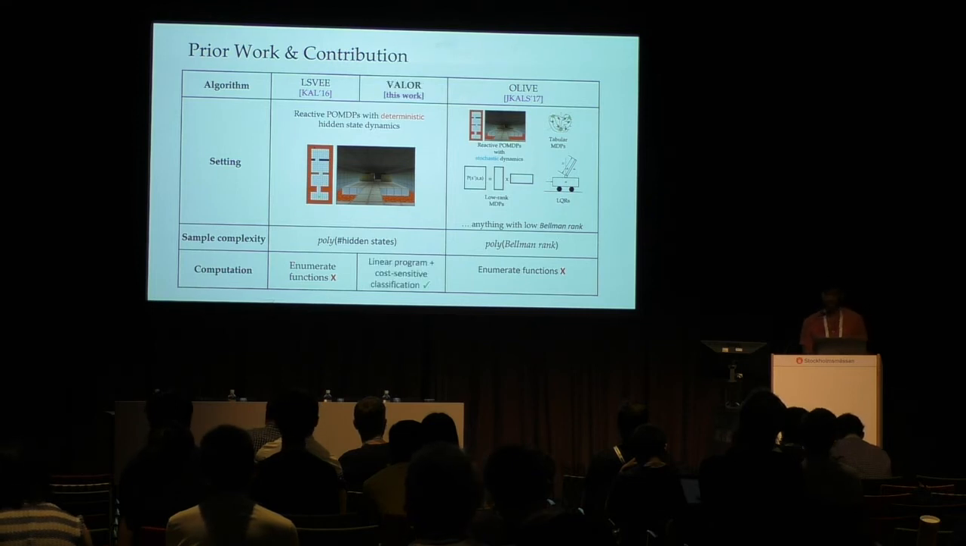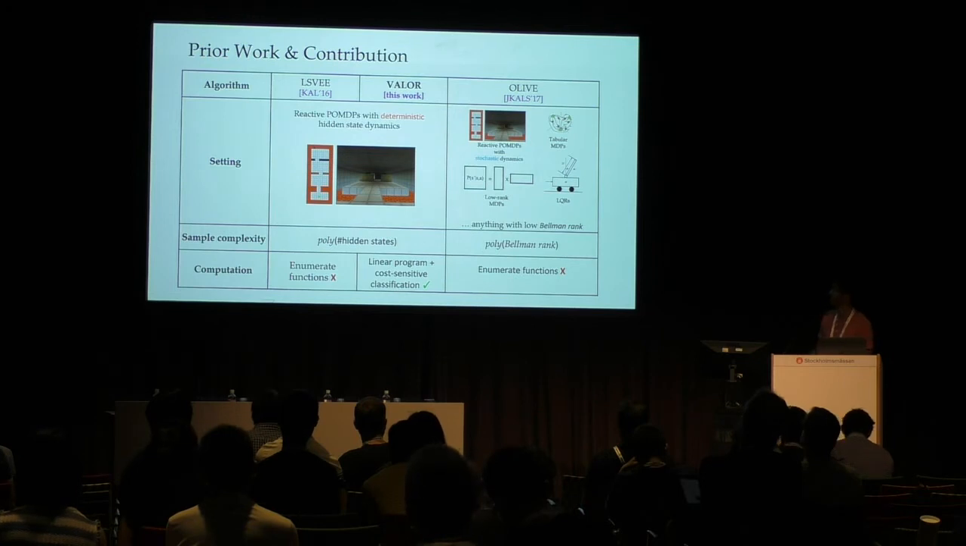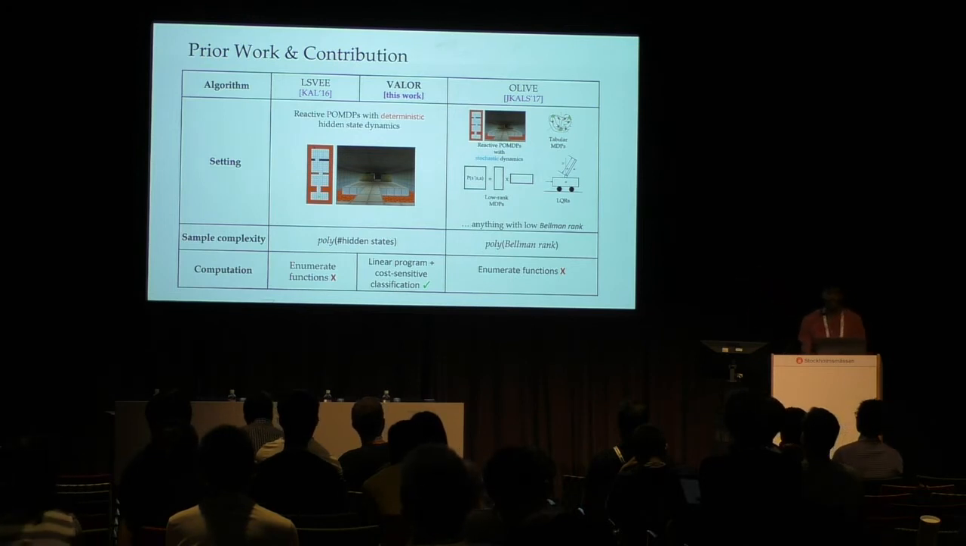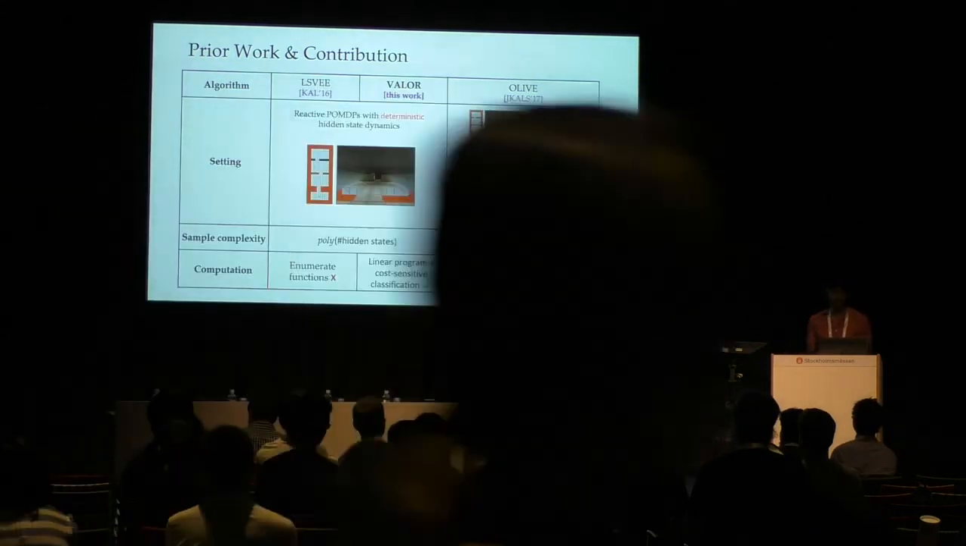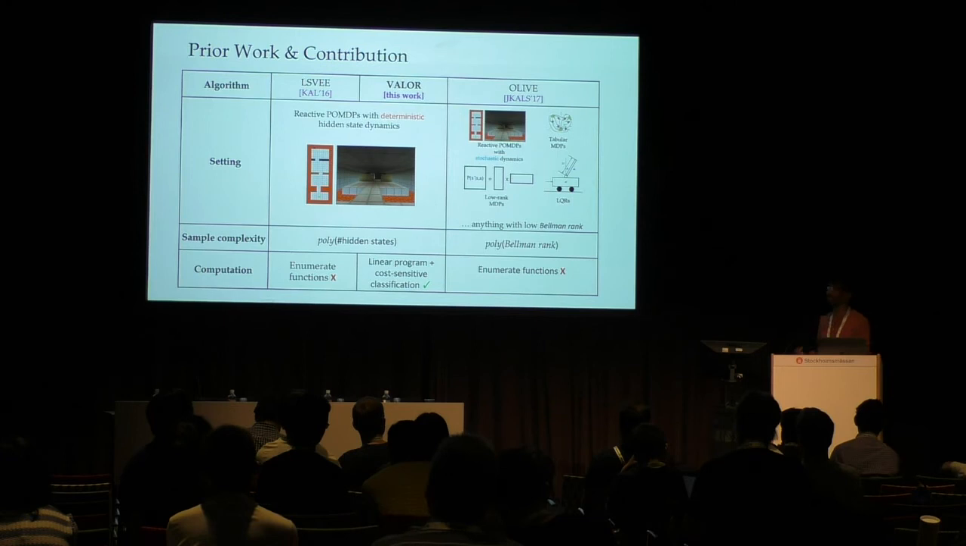And so now we have a new family of algorithms, there are actually several, that work back in the deterministic latent dynamics situation. They still run in polynomial in the number of hidden states, but they reduce to common algorithmic primitives like linear programming and supervised learning. So these algorithms are computationally efficient, but they only work in a restricted set of environments.